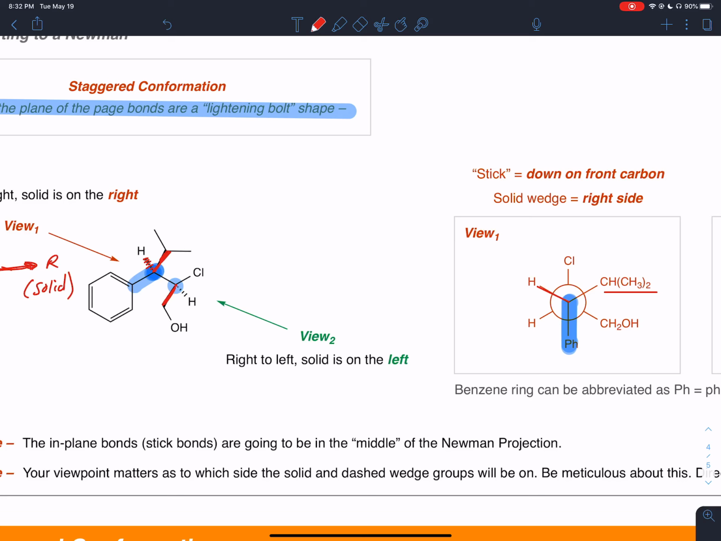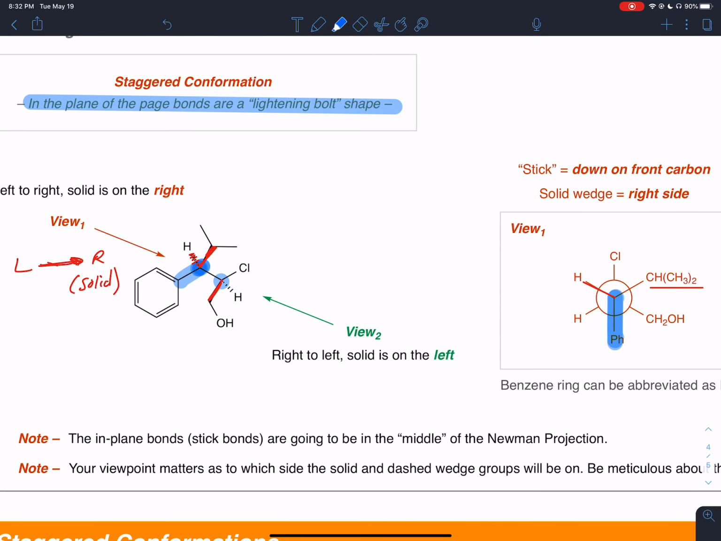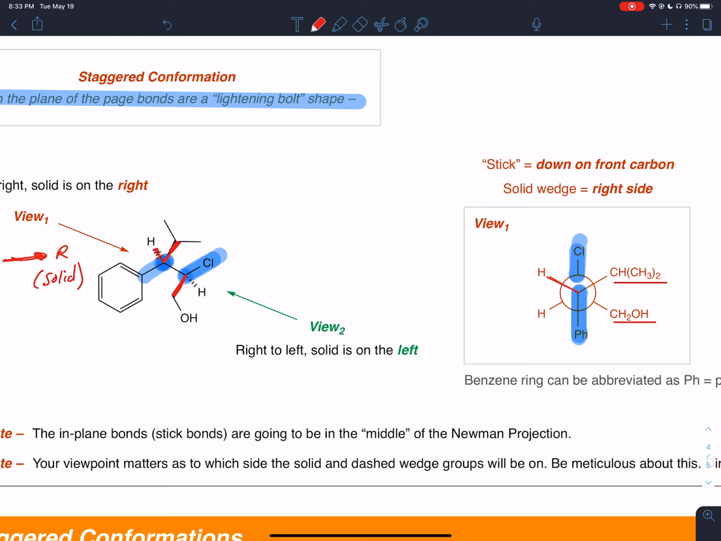Okay? Now, on the back carbon, the Cl is in the plane of the page. That will be in the middle. It's pointing up, right? Directionality is pointing up on the page. Therefore, it is up in the Newman projection. Again, we are looking from left to right, and therefore the solid wedge group, your CH2OH, is on the right side of your Newman projection. It's kind of pointing down and to the right. Okay? Now, your hydrogen, being dash wedge, will therefore be on the left side of your Newman projection.